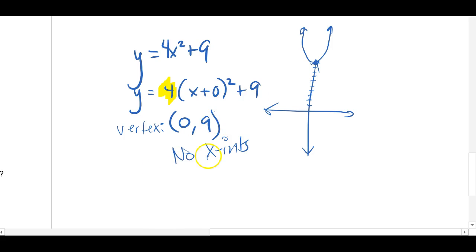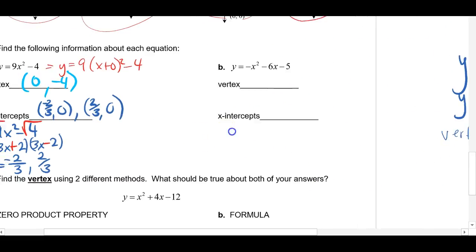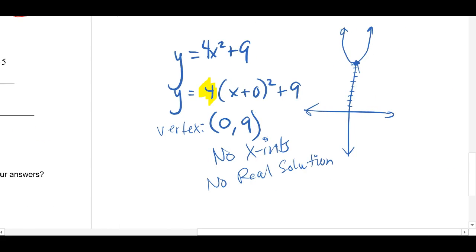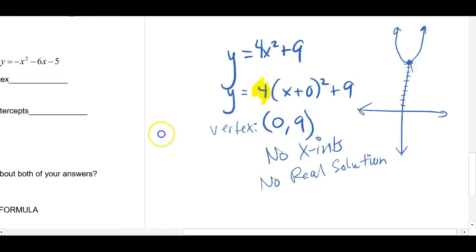Okay, so you could say, no real solution. So there's no real answer. There actually is an answer, but it's not a real one. It's a different kind of answer called imaginary. So be on the lookout for that. That might happen on the test, where there's no x-intercepts.